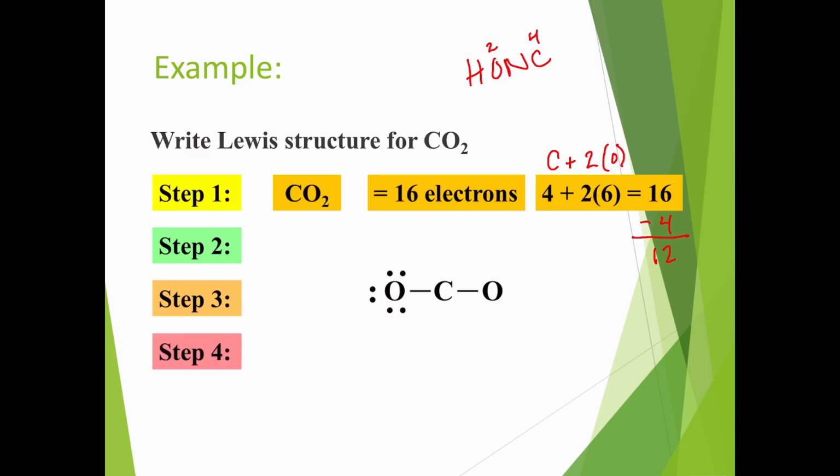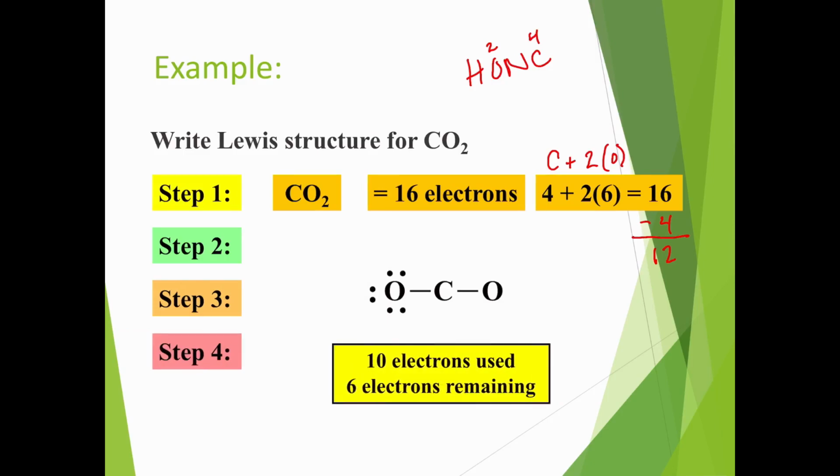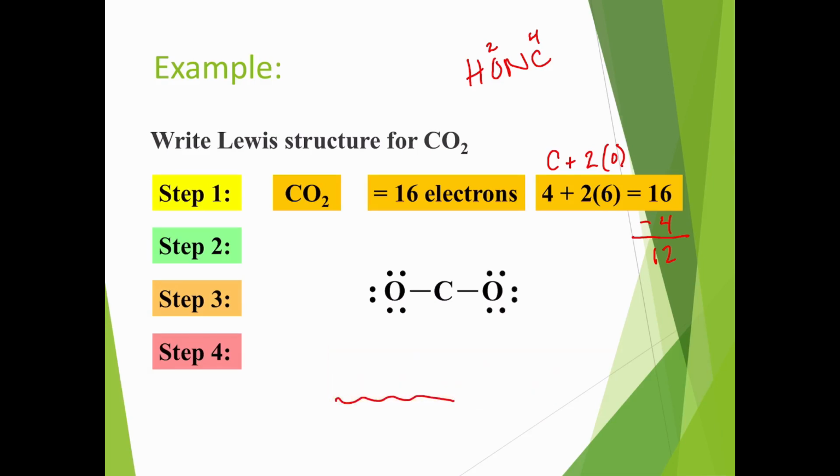So now what we would do is go and try to give everything an octet. So if we give oxygen an octet here, we've added 6 electrons to our structure. And so when we do that, oxygen has an octet, which is great. Carbon doesn't right now. Carbon's got 4 electrons, and the other oxygen has 2. And we only have 6 electrons left, right? We've used up 10 now, 4 in the bonds and 6 to the oxygen. And so there's only 6 left. So if we did that, right?